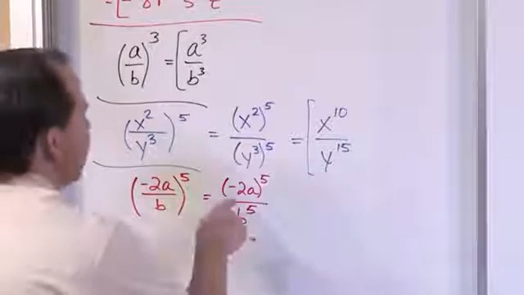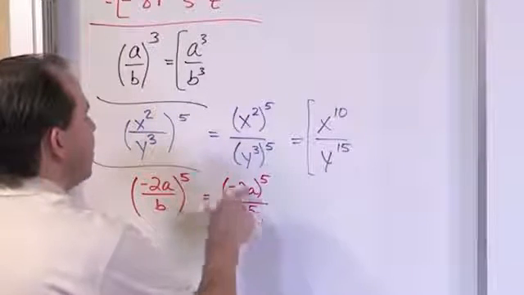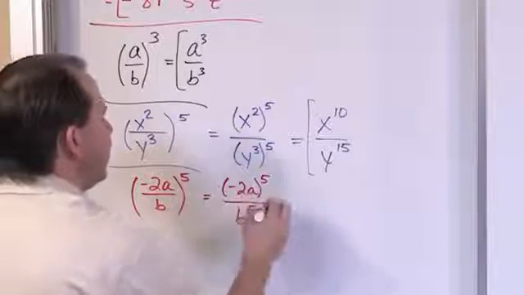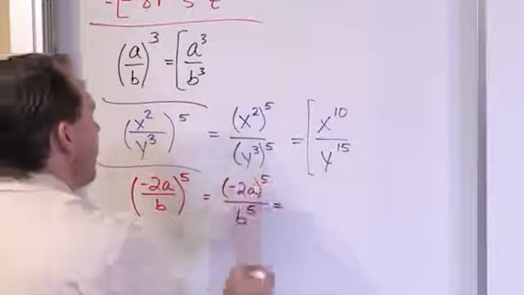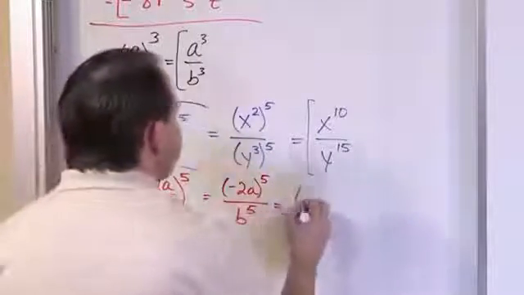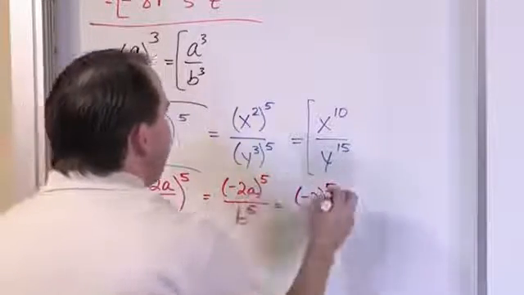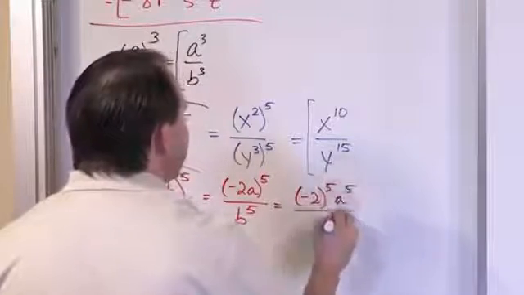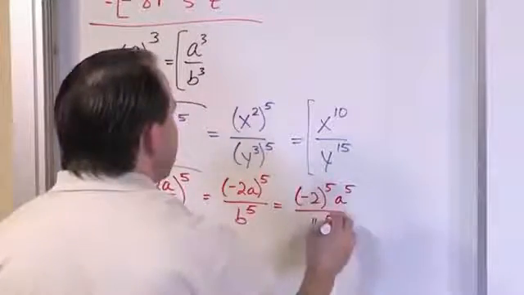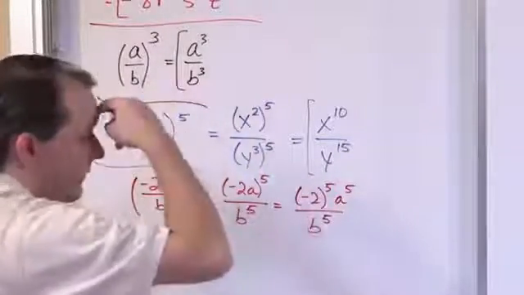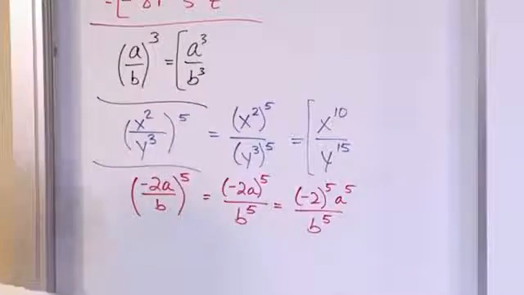Now, you should recognize the top. What do you do when you have lots of things inside of parentheses raised to a power? You distribute the power in. So really what you have is negative 2 raised to the power of 5, and then you apply it to the a. You have a to the 5, and then you have b to the 5, and you can't do anything with the a's and b's because they're different. So basically this is the answer.